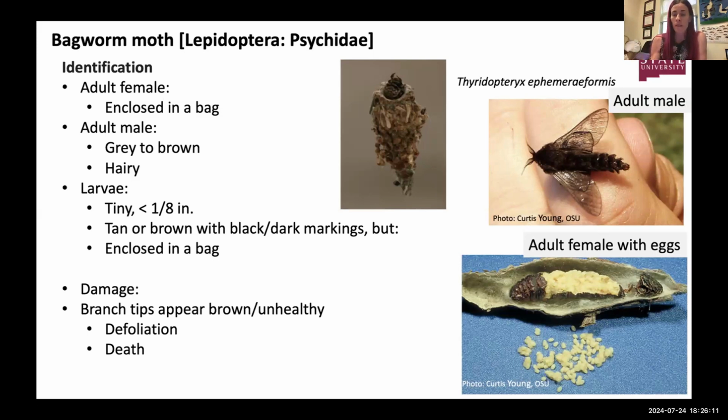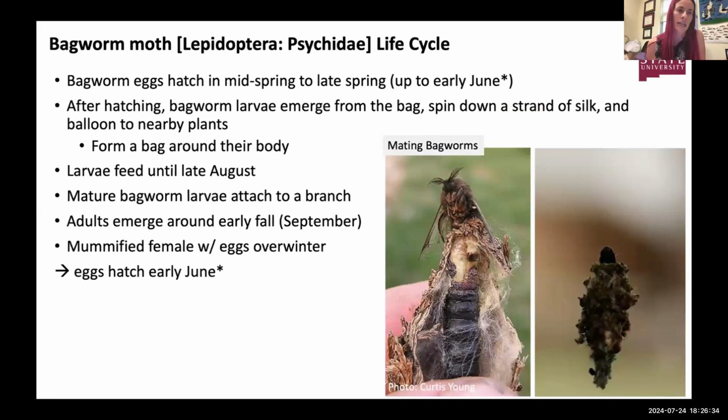Adults, the females never become winged. The males do, so they go through complete metamorphosis. And the male, as you can see here on the upper right side, will mate with the bag, and then the female becomes this egg case essentially. They can be major defoliators, and if they take off too many leaves from feeding, that can result in plant death. Bagworm eggs will hatch in mid-spring to late spring, up until early June.